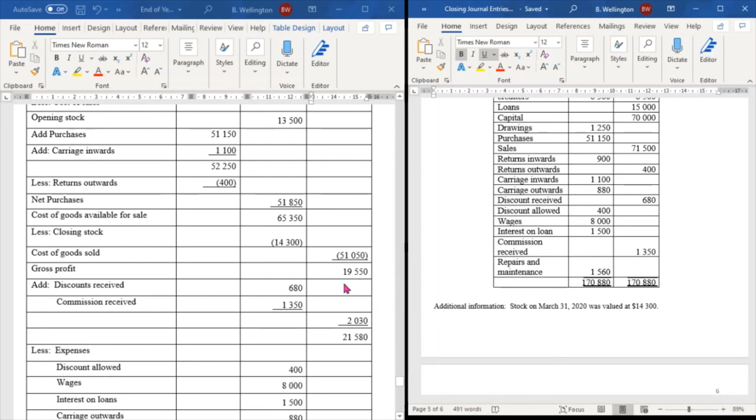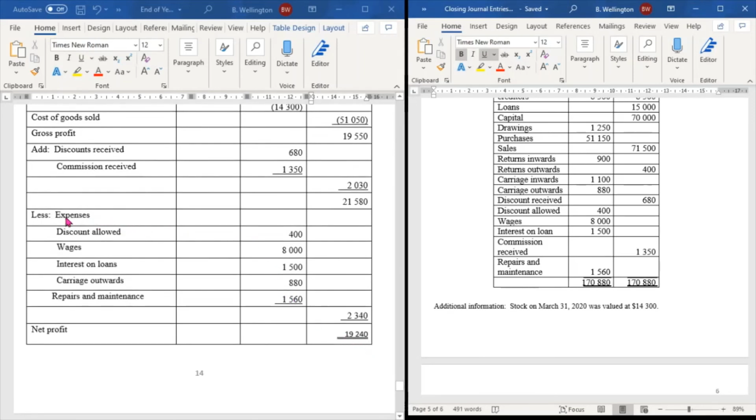Okay? Now we are continuing, and this part of the presentation is our profit and loss account, where we are going to find our net profit. Okay? So we add any income, any revenue, we add it to the gross profit. So there was discount received and commission received. Discount received was $680 and commission received was $1,350, a total of $2,030. Add that to your gross profit and you get $21,580.